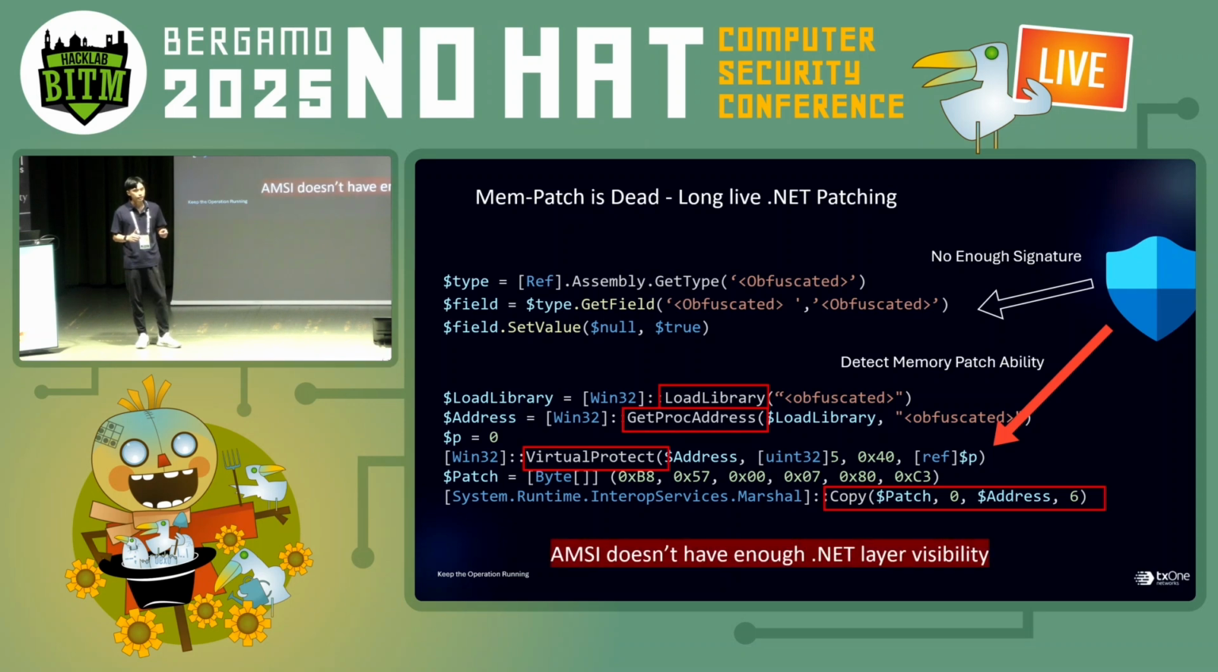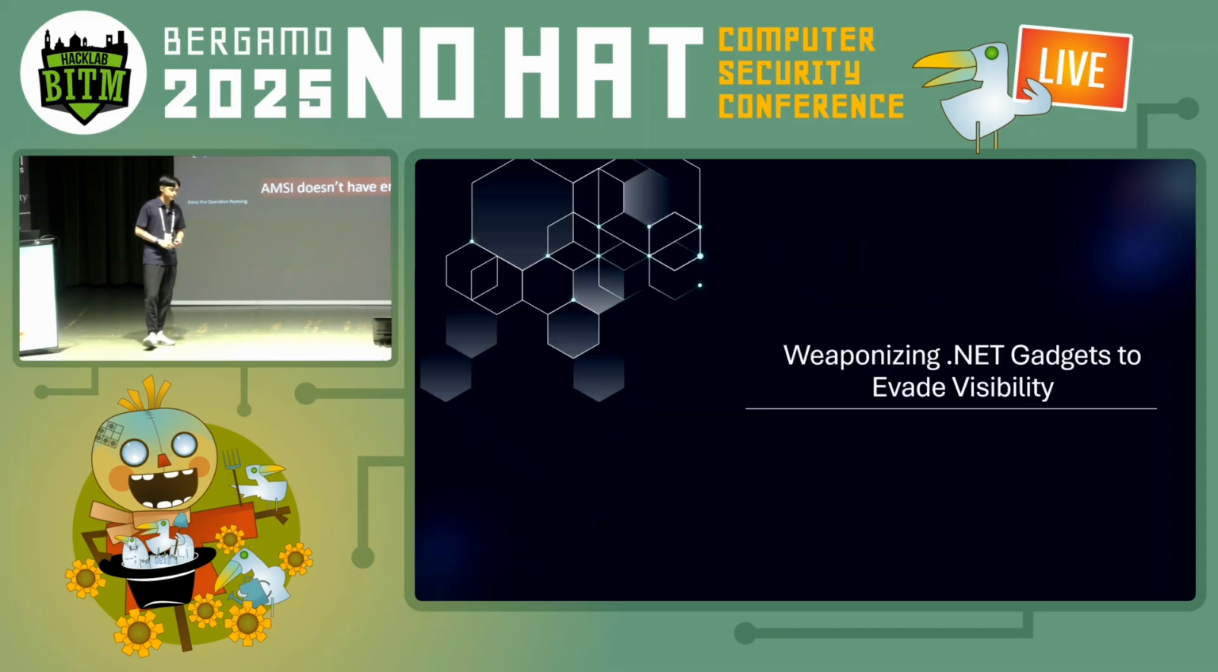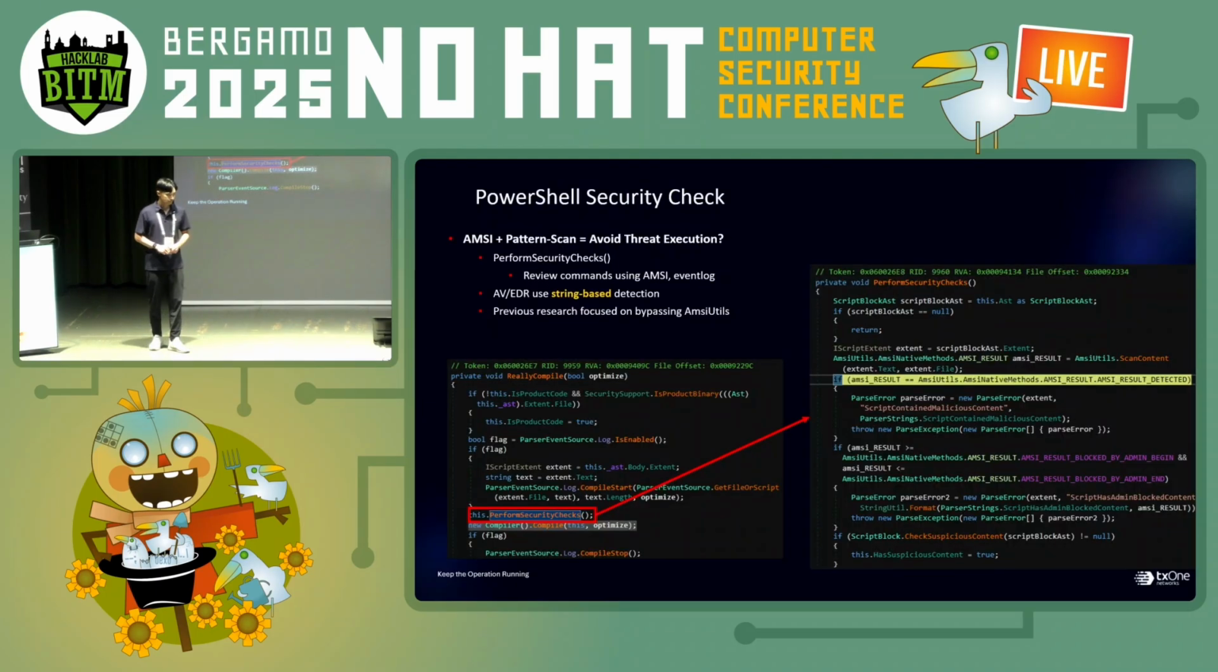So let's show the problem. AMSI doesn't have enough visibility in the .NET layer. So we decided to dig deeper inside the .NET level, .NET techniques to bypass the PowerShell visibility. So let's see how to use a .NET gadget to bypass the PowerShell visibility.